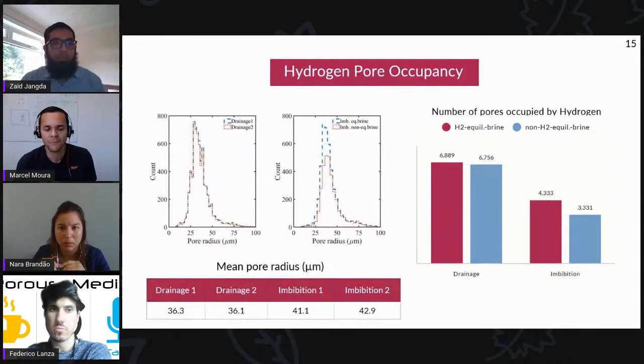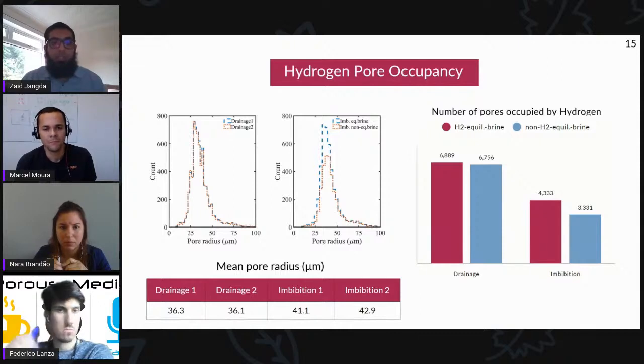We also see a similar kind of thing in the pore radius comparison. Here we are comparing the radius of the pores occupied by hydrogen after both drainage and imbibition. We see that after drainage, again, the values are similar, the number of pores occupied are similar, but after imbibition, we see that a significantly smaller number of pores are occupied by hydrogen. So again, why is there a difference here?